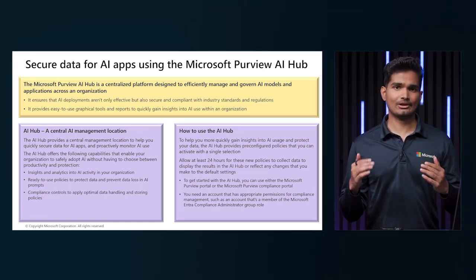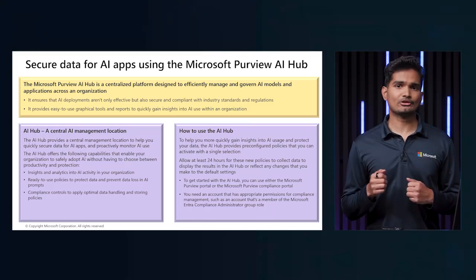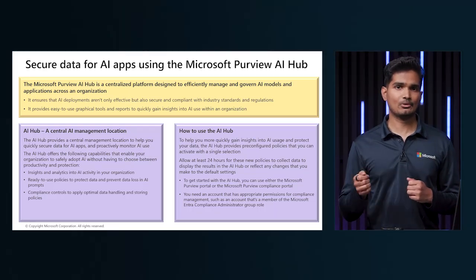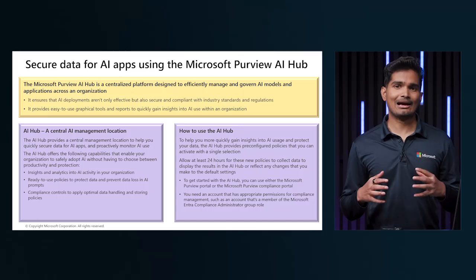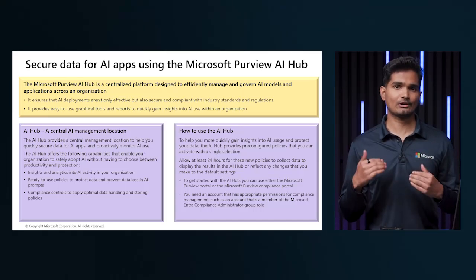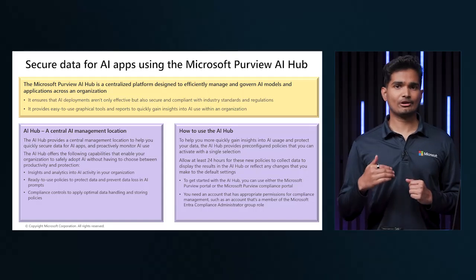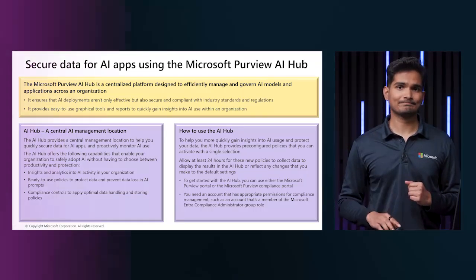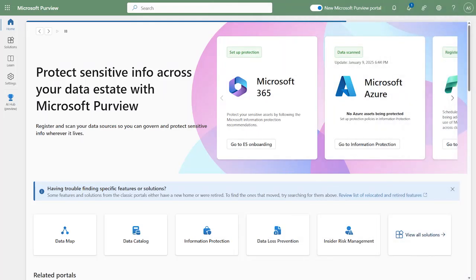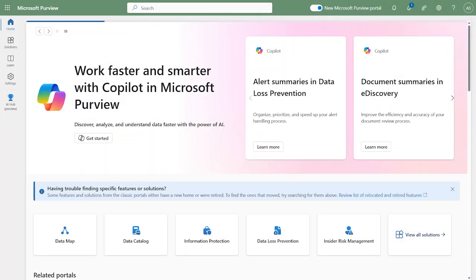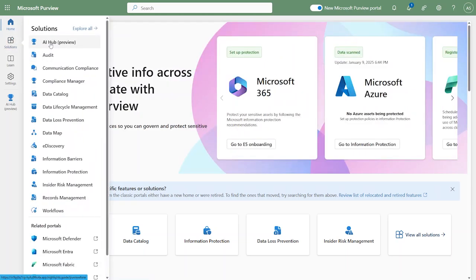Some steps to get started are: use the Microsoft Purview portal or compliance portal. Ensure the account has appropriate permissions for compliance. Microsoft Entra Compliance Administrator Group role is required. So if you want to secure your data, make sure you're using Microsoft AI Hub. To do that, you've got to be in the Purview portal. And once you're in the Purview portal, make sure to click on AI Hub.